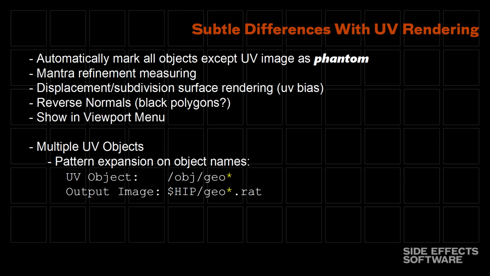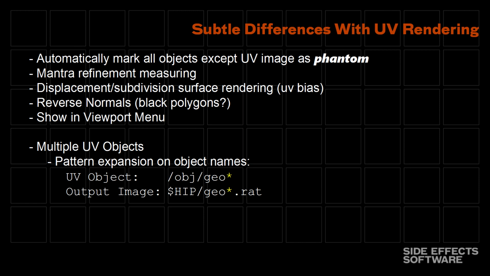The other thing that's a bit different is the refinement measuring. Because we're dealing with a non-physical lens, the ray derivatives have to be used to estimate the way the refinement happens to the mesh. The other thing is displacement and subdivision surface rendering. We have introduced the concept of UV bias.